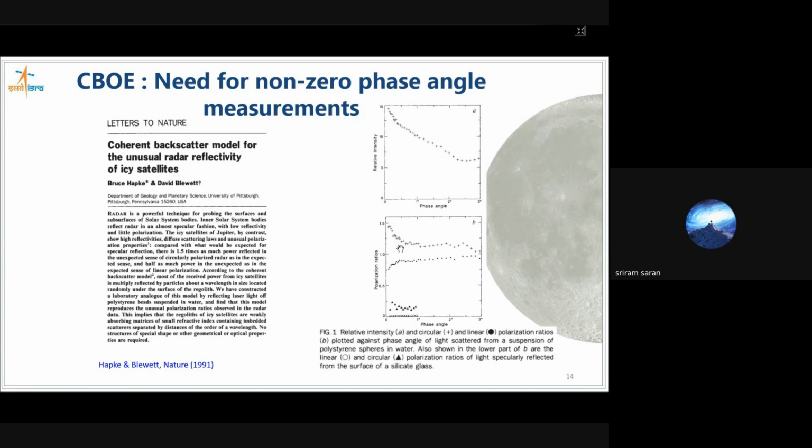So you can see that these two typical curves are far separated, and the response of the silicate glass is very flat compared to these polystyrene spheres. So this is again a prediction of the coherent backscatter model for the unusual radar observations of icy satellites, which predicted the presence of ice. So again, these lab-based experiments showed the importance of the bistatic angle in detecting the ice and then separating it from roughness.